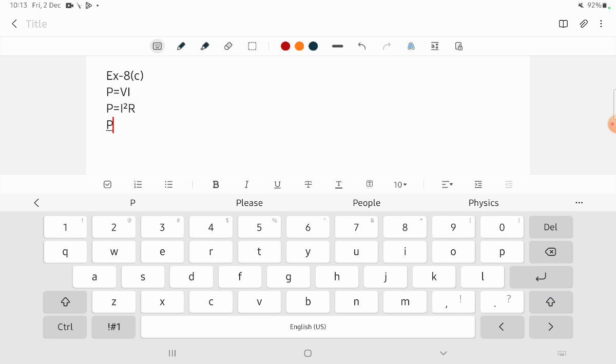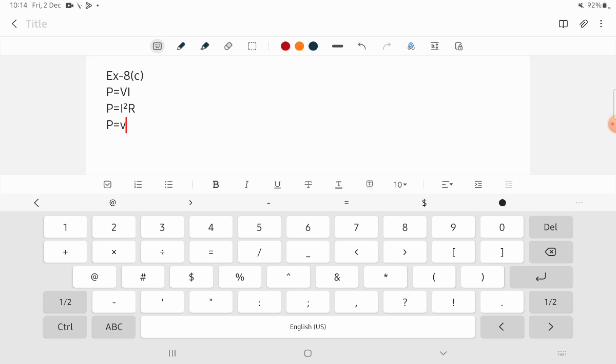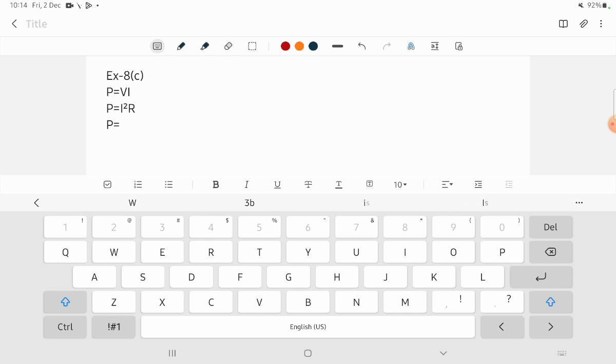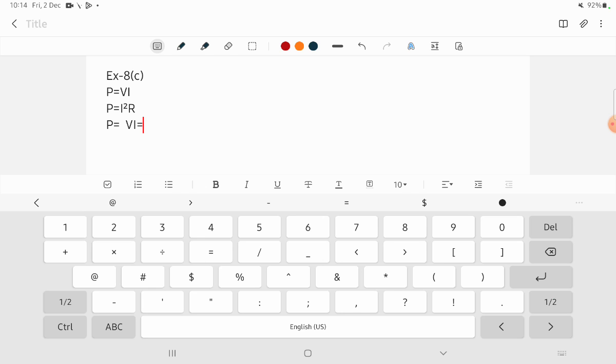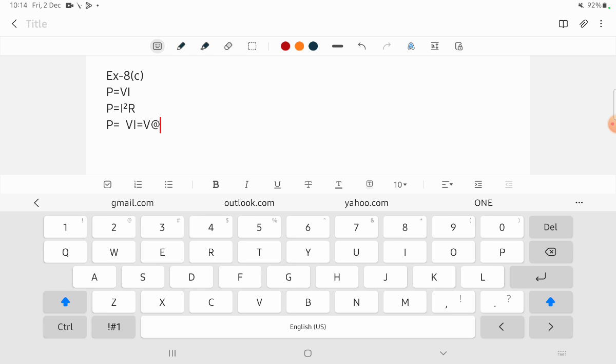Then P equals VI. So if I substitute I equals V by R, then it will be V square by R.